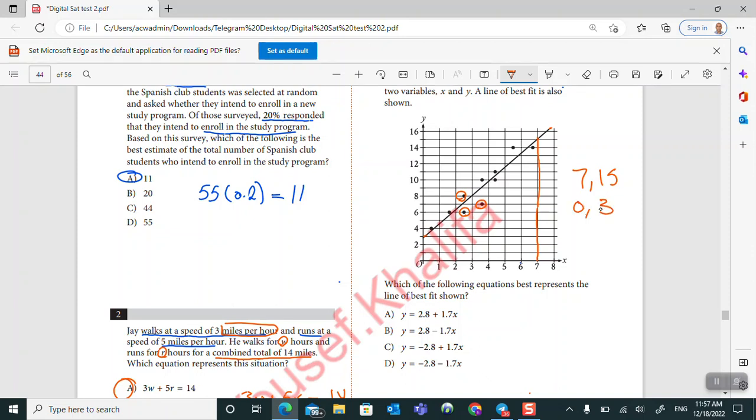So using your calculator or mentally, you can, by the way, both sections, calculators are allowed in both sections. So 3 minus 15 over 0 minus 7, which is equal to 12 divided by 7.